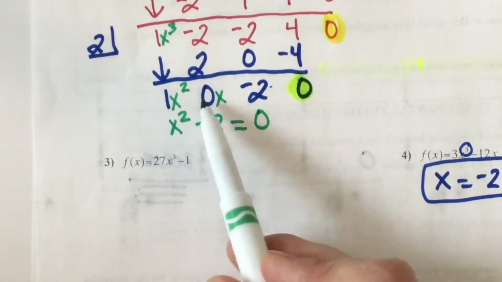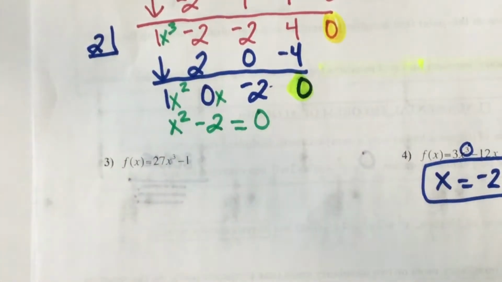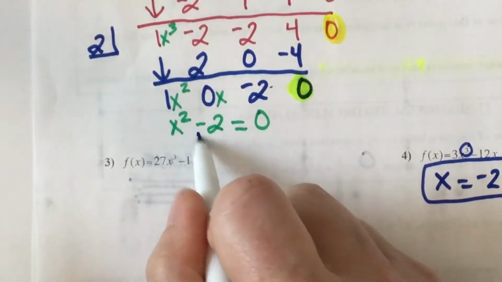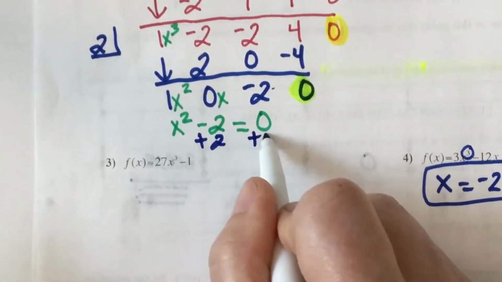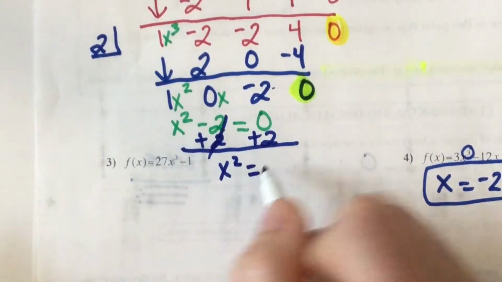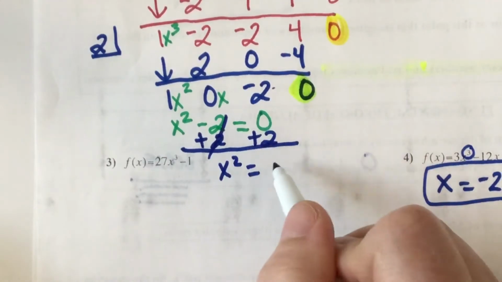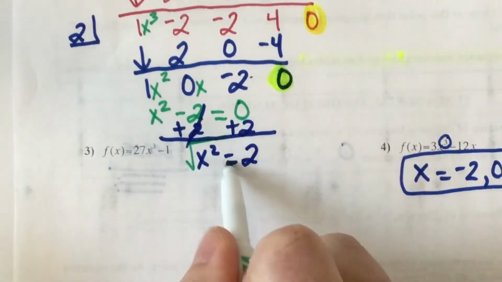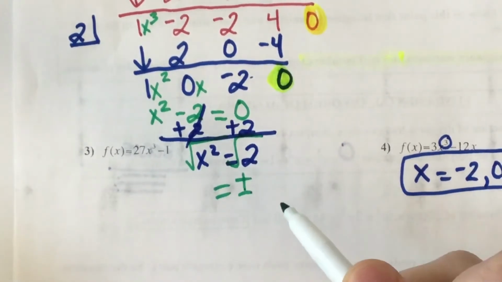As long as there's a 0 in front of the x, these guys are our friends because they don't take long to solve. So to get x squared by itself, we're going to get rid of that subtraction of 2 by adding 2. The x squared is going to come down. The equals is going to come down. 0 plus 2 makes 2. To get rid of a squared, we square root. And then we slap down our plus minus.